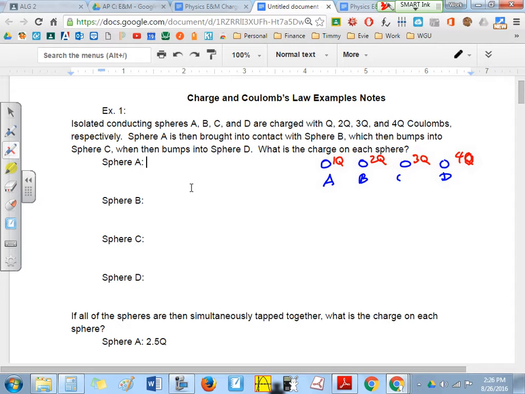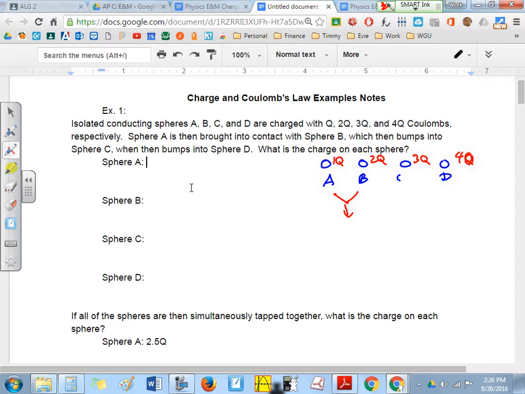Maybe Q is 1 Coulomb. Maybe Q is 90 coulombs. All I know is the relative charges between these. So the fourth object has 4 times the charge of the first object, is the idea. Okay, so when sphere A bumps into sphere B, what happens when these two bump into each other? Because that's the first thing that happened.